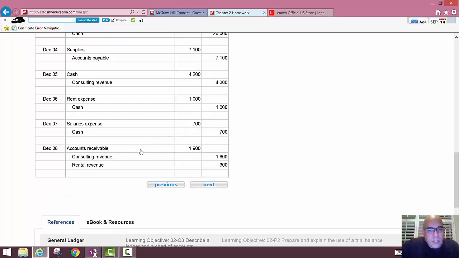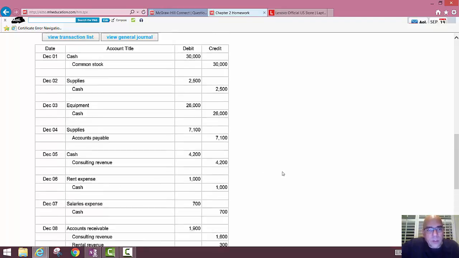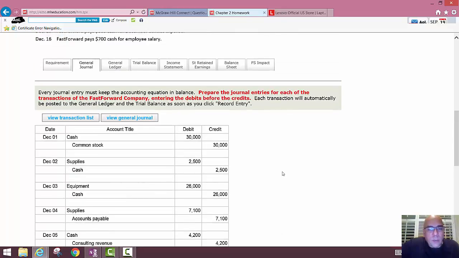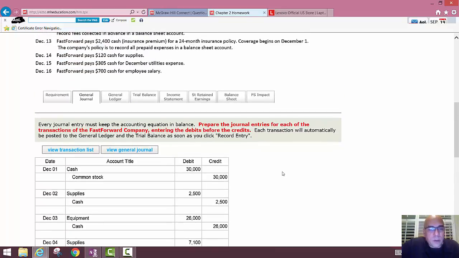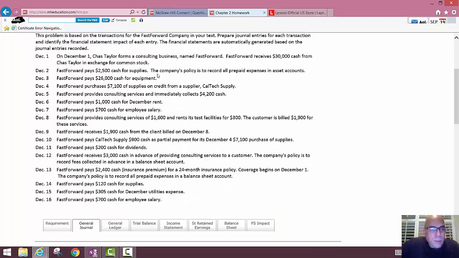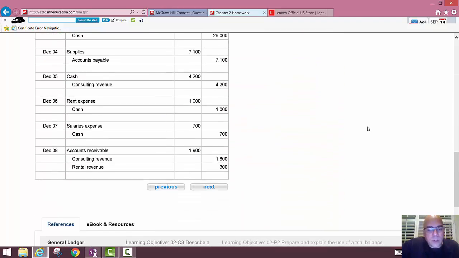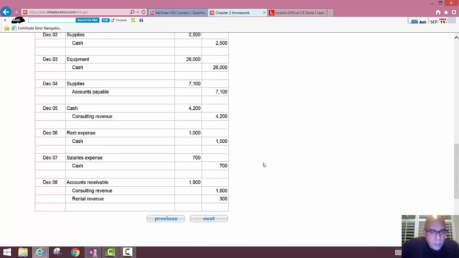But just looking, here's my accounts receivable, which is an asset. I debited that. I credited my consulting revenue for 1,300. I credited my rental revenue because in this transaction, remember, there was also some property there. They were renting out their building. Okay, consulting service 1,600, rent for 300, and we billed the customer for 1,900. So there's my accounts receivable, 1,900. There's my consulting revenue for the 1,600. There's my rental revenue for the 300.